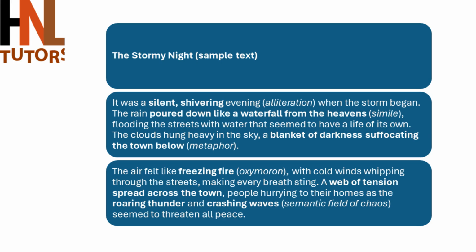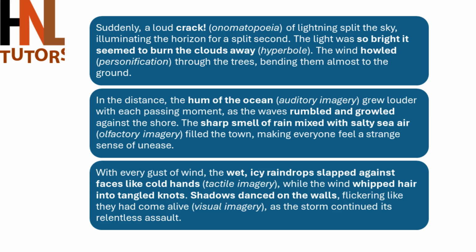Here's a sample text titled, "The Stormy Night." Notice the use of alliteration, simile, metaphor, and oxymoron to create vivid imagery and convey the atmosphere. The text continues with onomatopoeia, hyperbole, personification, and various forms of imagery, enhancing the sensory experience and emotional impact.